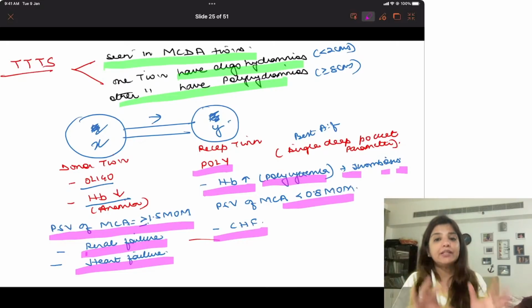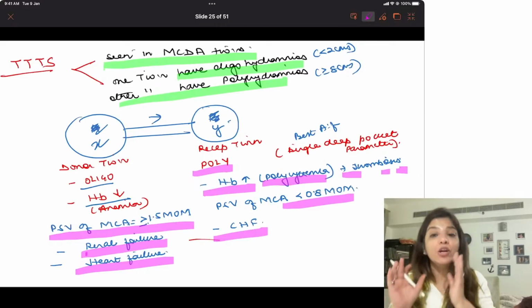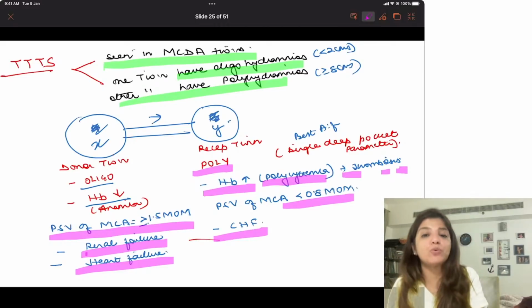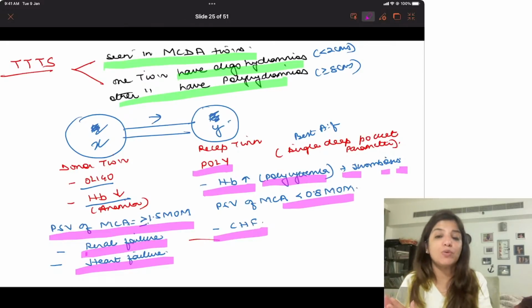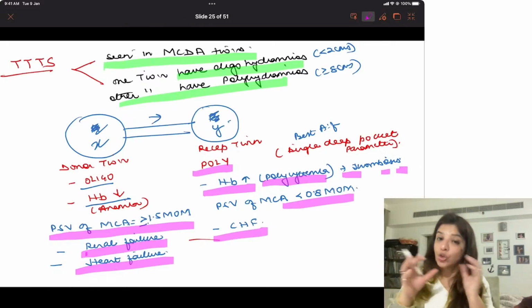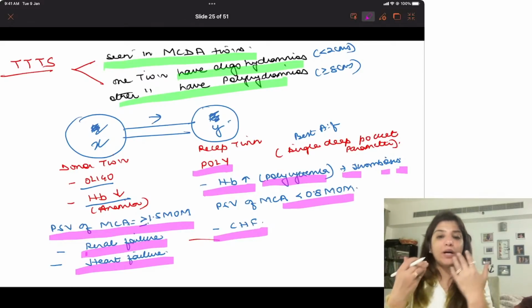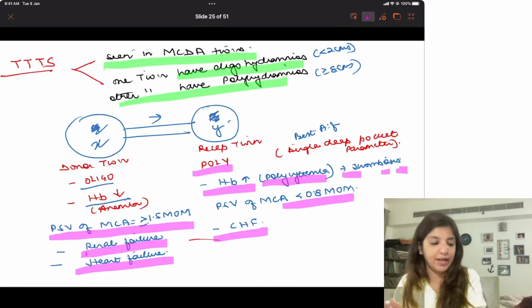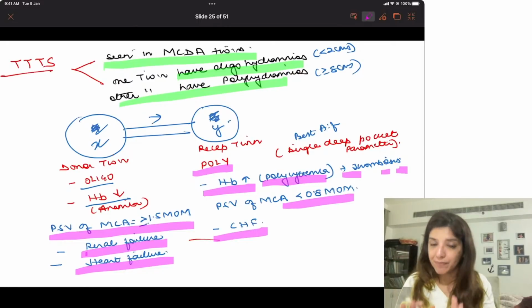Please remember, either of these twins can develop hydrops, right? Because ultimately the heart can fail in either of the two twins. Donor twin can also have heart failure, and recipient twin can also have heart failure. The recipient twin may have congestive heart failure. The donor twin may, because it has to work hard, have heart failure. So hydrops can be seen either in the donor twin or in the recipient twin, right?